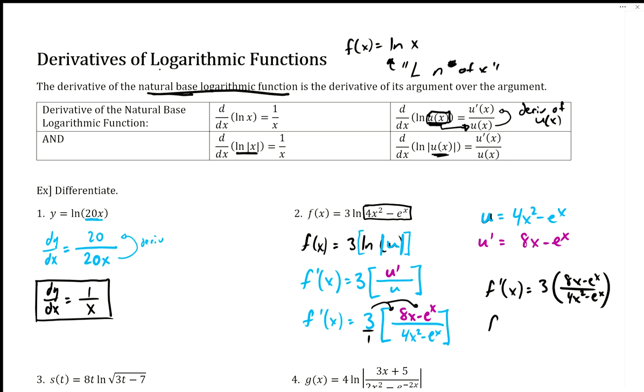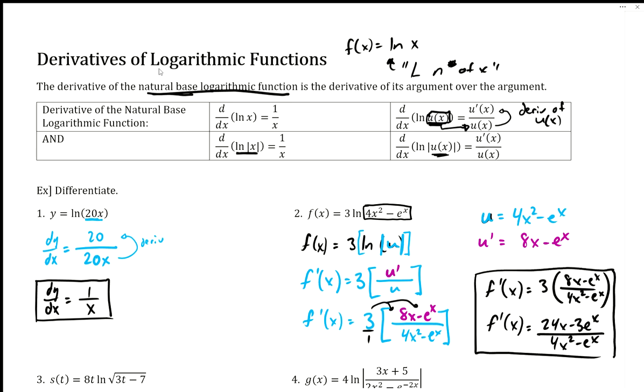Or distribute the 3 into the numerator, which would give us 24x minus 3e to the x over 4x squared minus e to the x. Okay, so it's one of those. Again, often we don't care. Often we like things factored. Okay, so the top one might be a little better. But at least this one just shows it as one big fraction instead of something with parentheses.